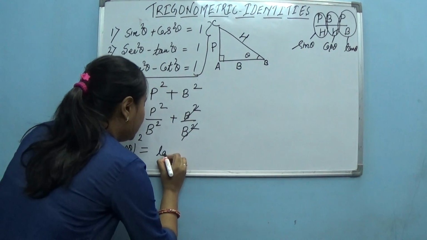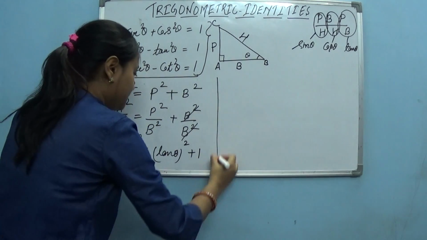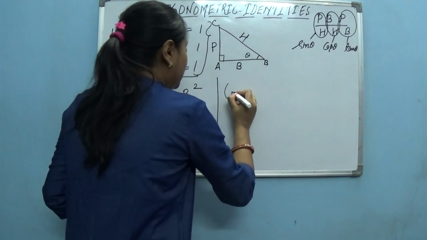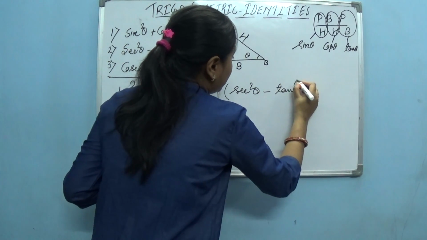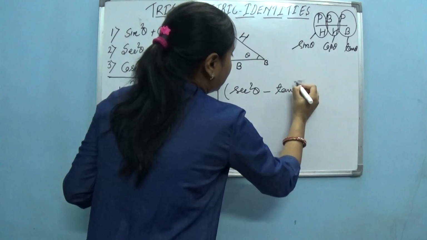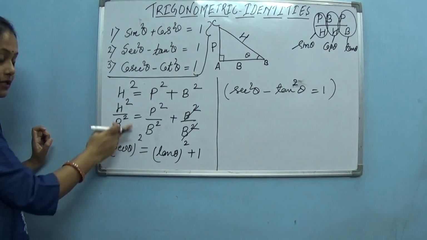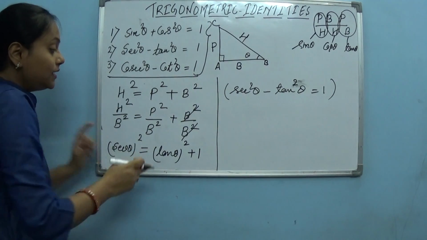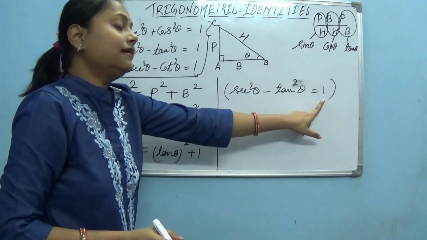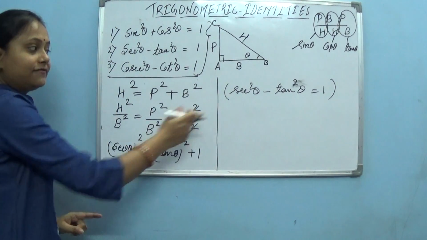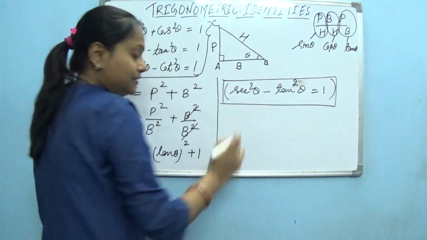So we can write here tan theta whole square plus 1. Okay. So we can write here sec square theta minus tan square theta is equal to 1. Now see, sec theta whole square is sec square theta, which is equal to tan theta whole square, tan square theta, plus 1. The 1 stays on the right hand side and tan square theta I took to the left hand side. So we get the second fundamental identity.